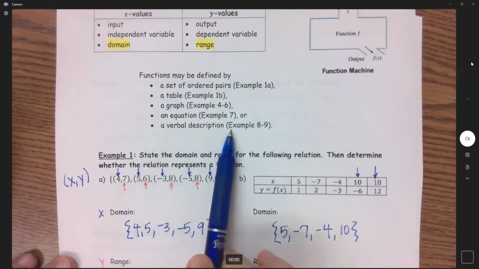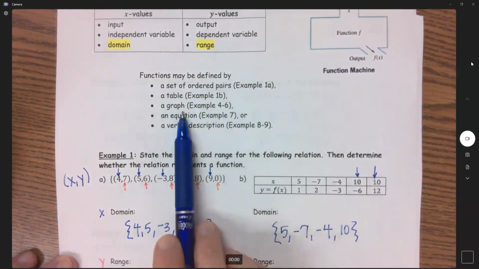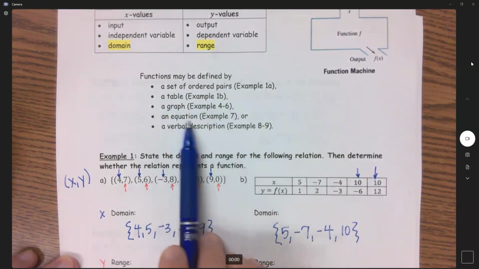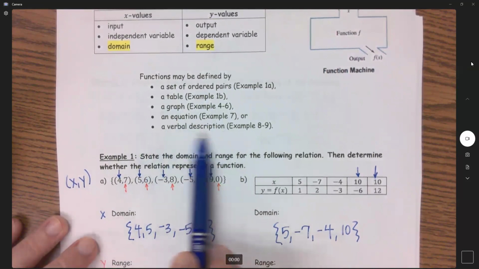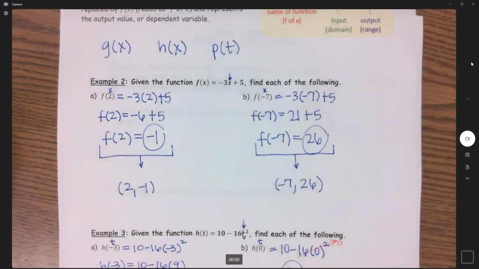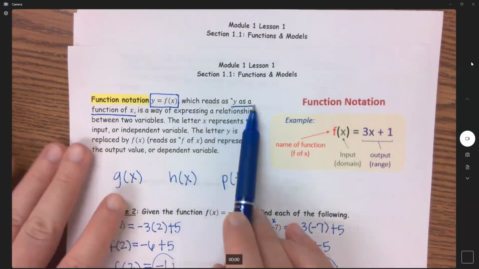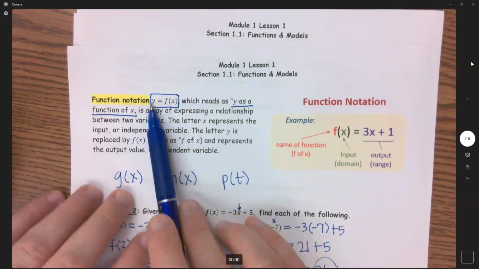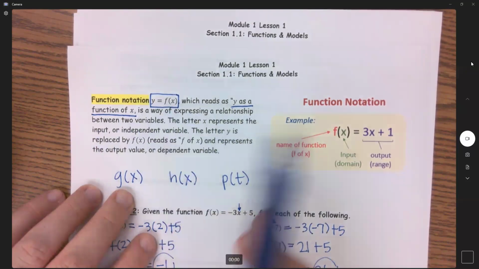All right, well, in our last type right here, we have done the set of ordered pairs and the table from example 1. We have done the graph from examples 4 through 6. And then we just went over equations using our 2 commandments of mathematical domain. The last little type here is our verbal description. And for the verbal description, we need this kind of vocabulary. When I have y as a function of x, that is y equals f of x. So we're going to follow that same pattern on this one here.